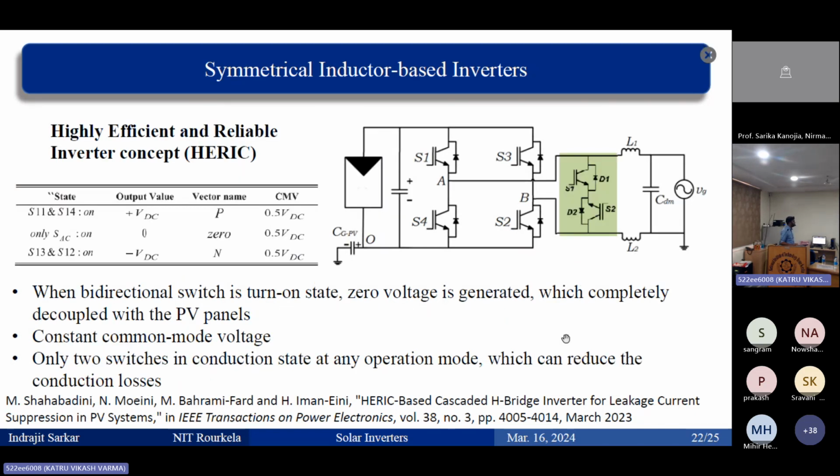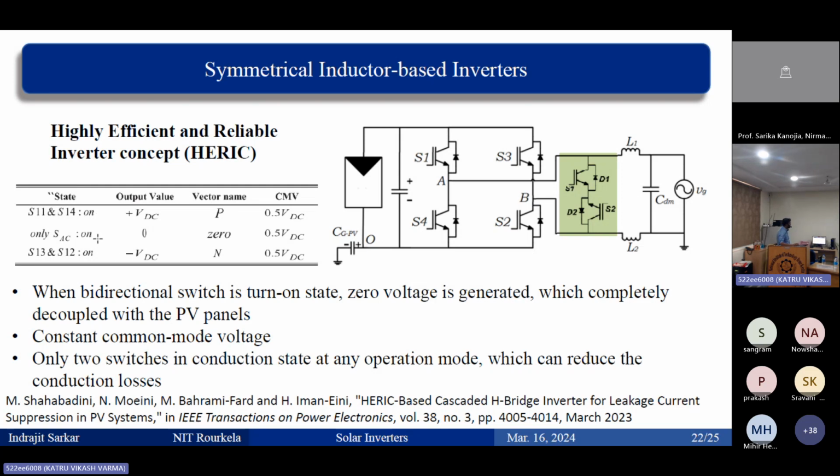Now comes a very popular topology, which is the Heric topology. Heric seems like the name of a person, but actually it is not. The Heric topology is a high efficiency and reliable inverter concept. So this is the topology. What they did is they are not using any switch here. They shifted those switches to the AC side. Instead of using them on the DC side, they shifted them to the AC side. Now let the inverter operate as it is, but when we need the zero switching state, you turn this on. So there is a zero state, and there is a path for the current through these two switches. So make this off and then turn this on, and then there is a current flow here.